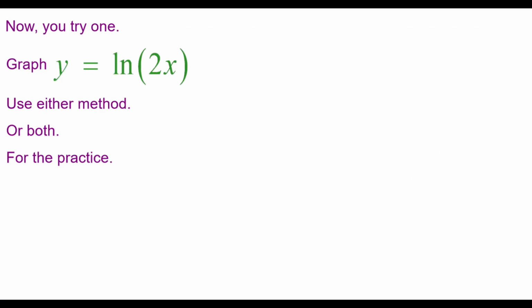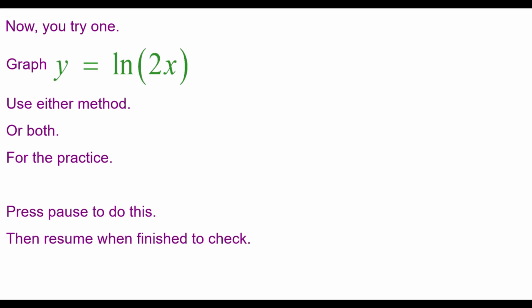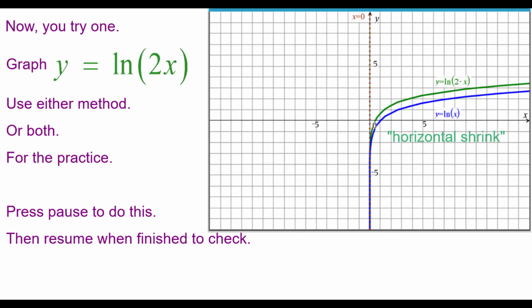Now you try one. Graph y equals the natural log of the quantity 2x. Use either method or both for the practice. Press pause to do this, and then resume when you're finished to check. And here is the answer. And notice from blue to green, this is a horizontal shrink.